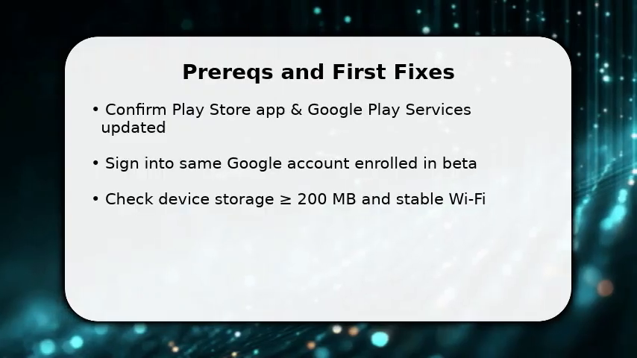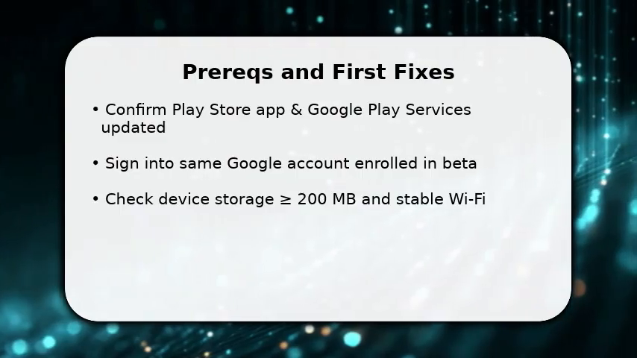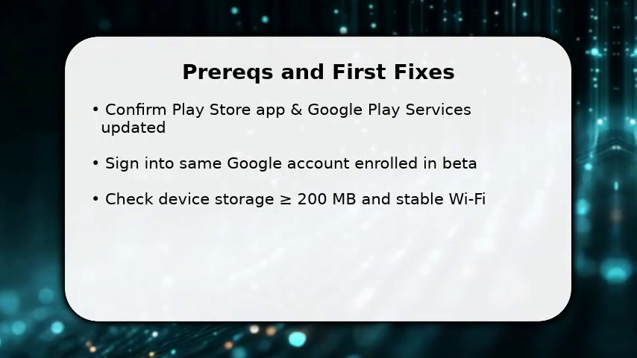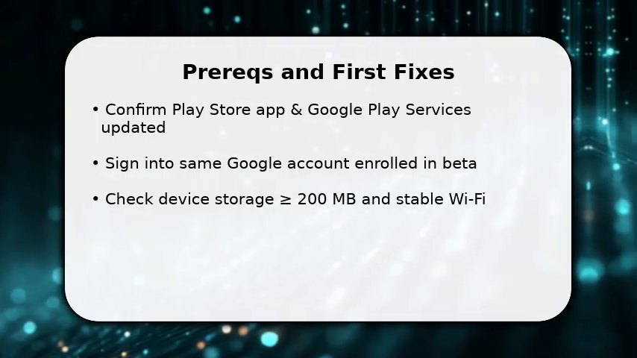You'll start by confirming the essentials: updates, account, and storage. Open Play Store, check the app page, and tap Update if visible. This ensures beta metadata matches.